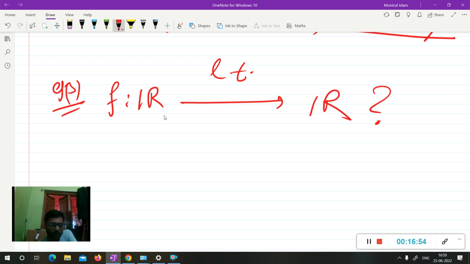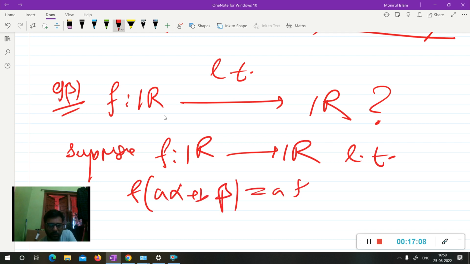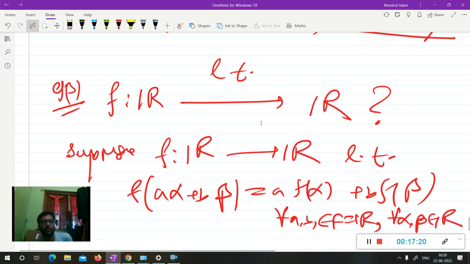Suppose f from R to R is a linear transform. Then the property implies f of a alpha plus b beta equals a f of alpha plus b f of beta. This is the property of a linear transform, for all a, b belonging to the scalar field, which will be R in this case, and alpha, beta are also from R.